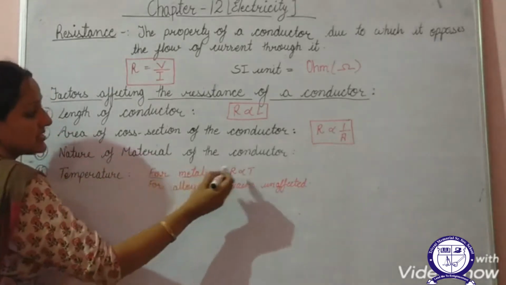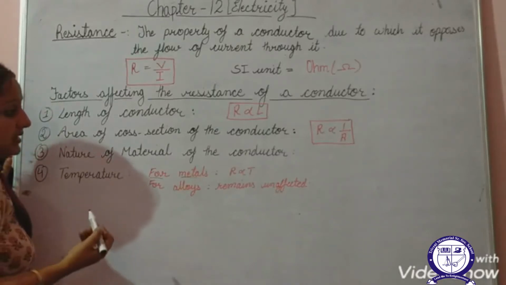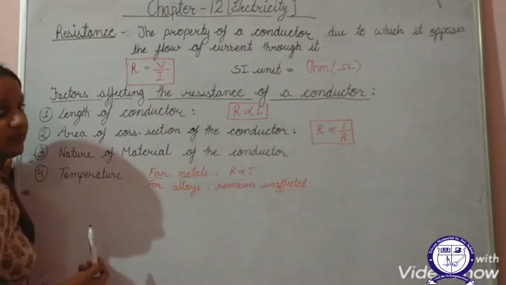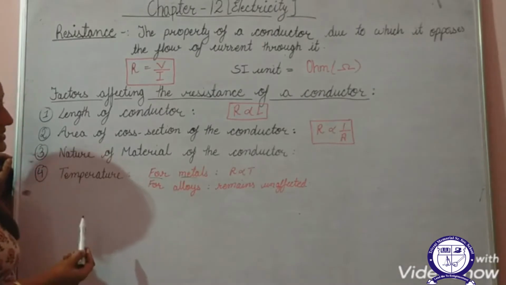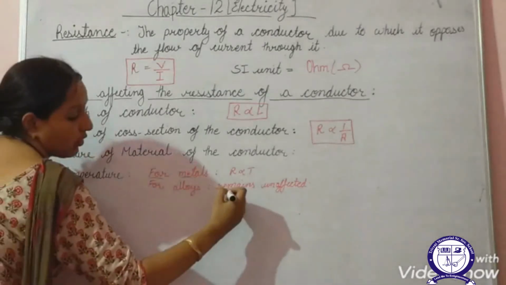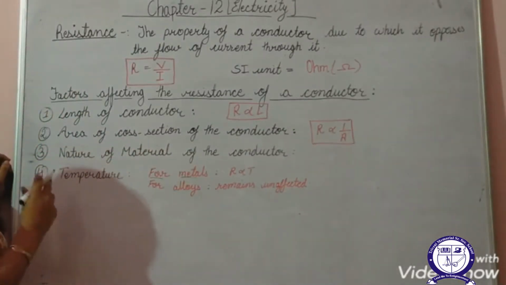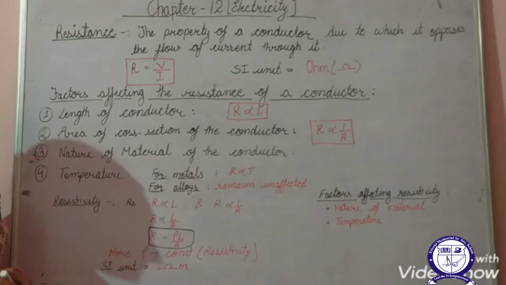For metals we can say that resistance is directly proportional to temperature. That means with the increase in temperature, the resistance of metals also increases. But for alloys the resistance remains almost unaffected. This was about resistance and the factors affecting the resistance of a conductor.